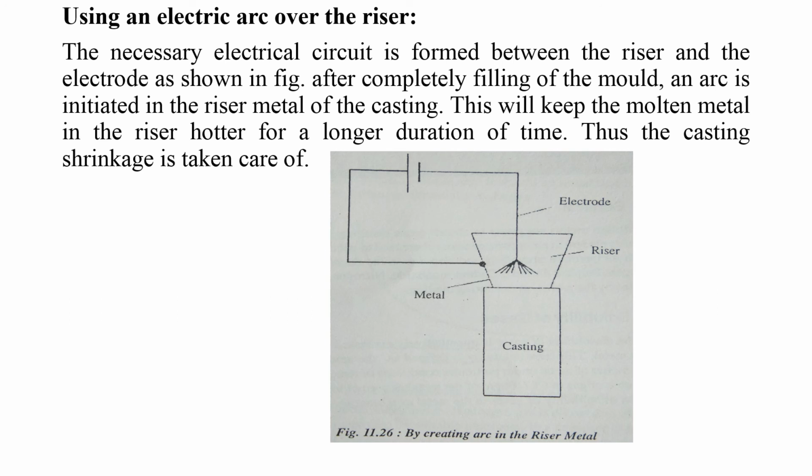You can see this will keep the molten metal in the riser hotter. The temperature should not decrease. Hotter means the temperature is maintained, for a longer duration of time. Longer duration means 1 hour, 1.5 hours or 45 minutes, depending on the alloy material, whether it is a ferrous or non-ferrous metal. You have to maintain the temperature for at least 45 minutes. After that, you can switch off the circuit. Clear this point: this is using an electric arc over the riser.